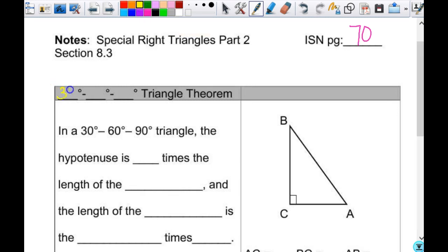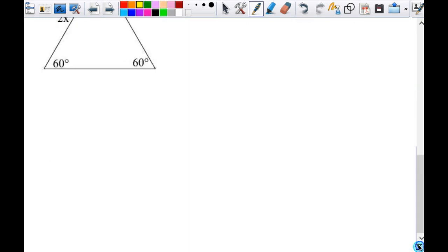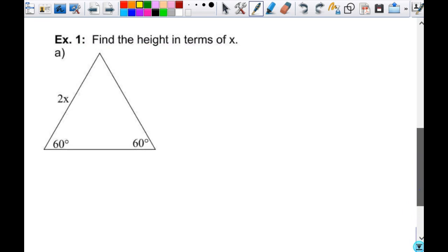So this is the 30, 60, 90 Triangle Theorem. Okay. I know. It's like crazy, right? And so we're going to start the same way we did yesterday, which is working down here at the bottom and then coming back to the theorem. So we have here, it says, find the height in terms of x.